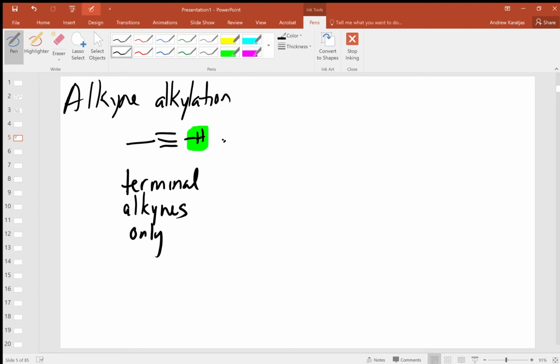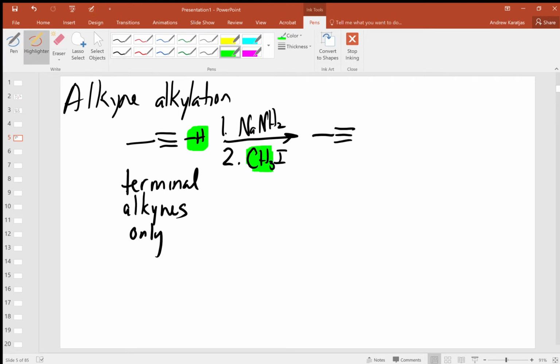So this reaction takes place in two steps. The first step is the addition of a strong base such as sodium amide. And then in the second step, an electrophile, usually an alkyl halide, something like methyl iodide, is added. And as a result, whatever that alkyl group is will end up on the alkyne in place of the hydrogen.